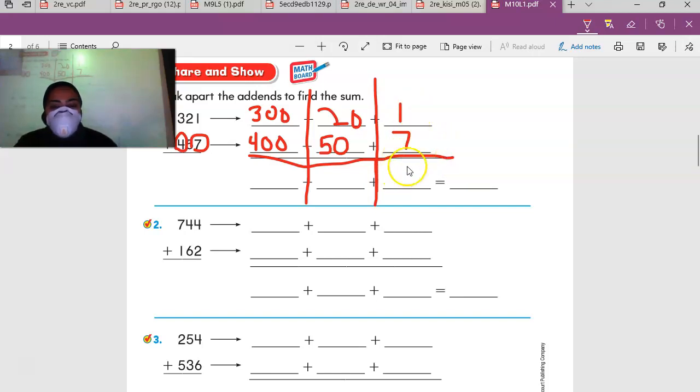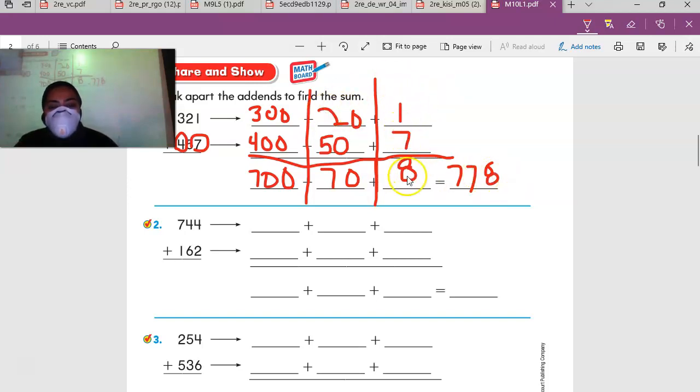Now 1 plus 7, as Dustin said, was 8. And 0 plus 0 is... And 5 plus 2 is 7. And 0 plus 0 is 0. And 0 plus 0 is 0. And 4 plus 3 is 778. Very good. In this problem, did we have to bring anything over to the tens place?